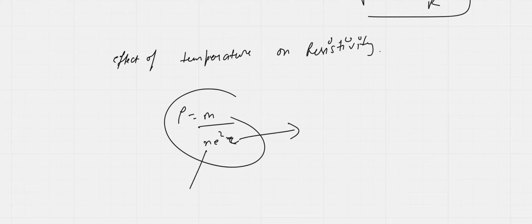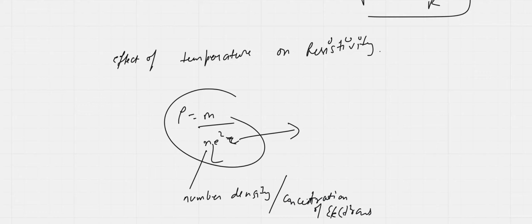Here n is the number density, or another name is concentration of electrons. e is the charge of the electron, and tau is the relaxation time. m is the mass of the electron. That's it.